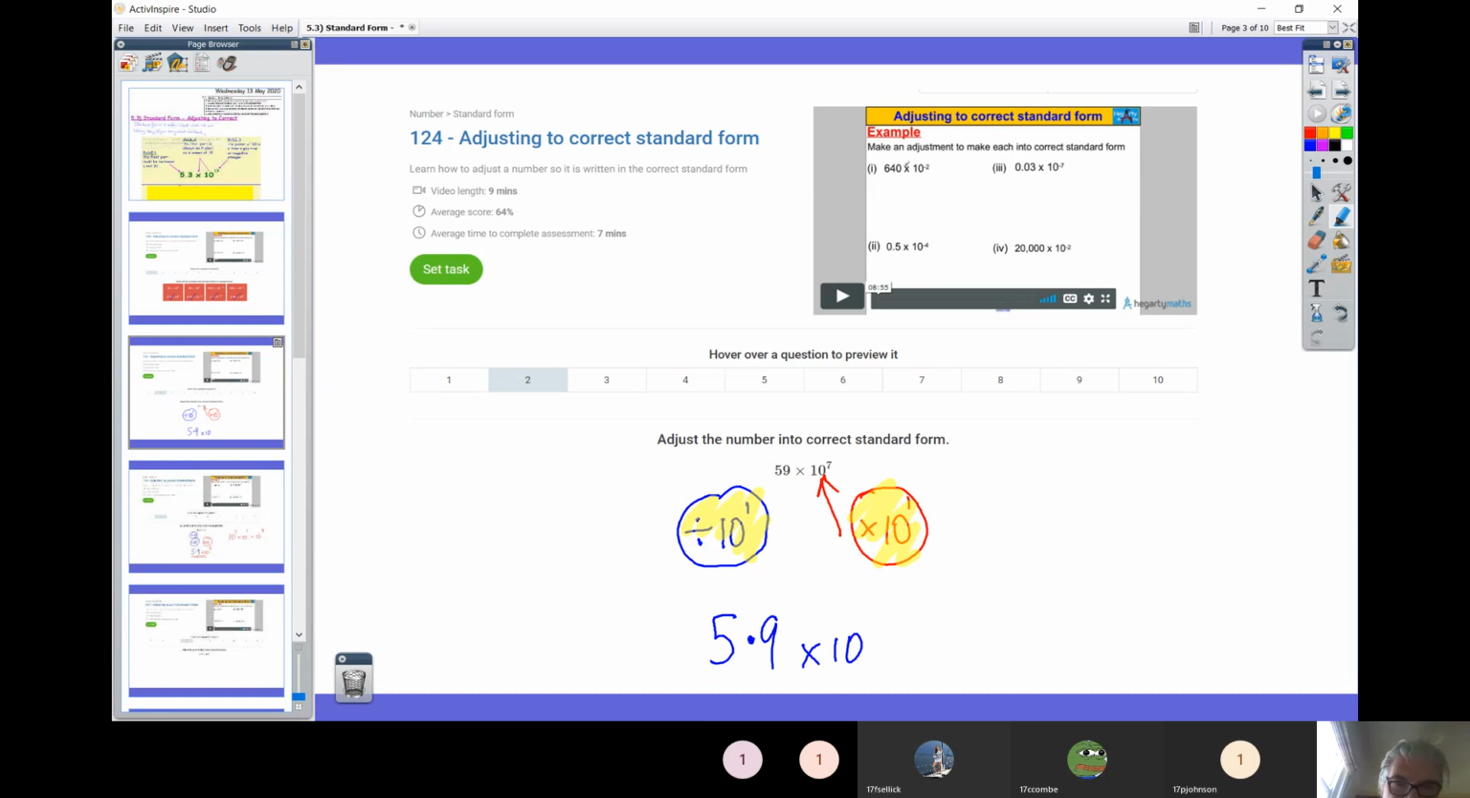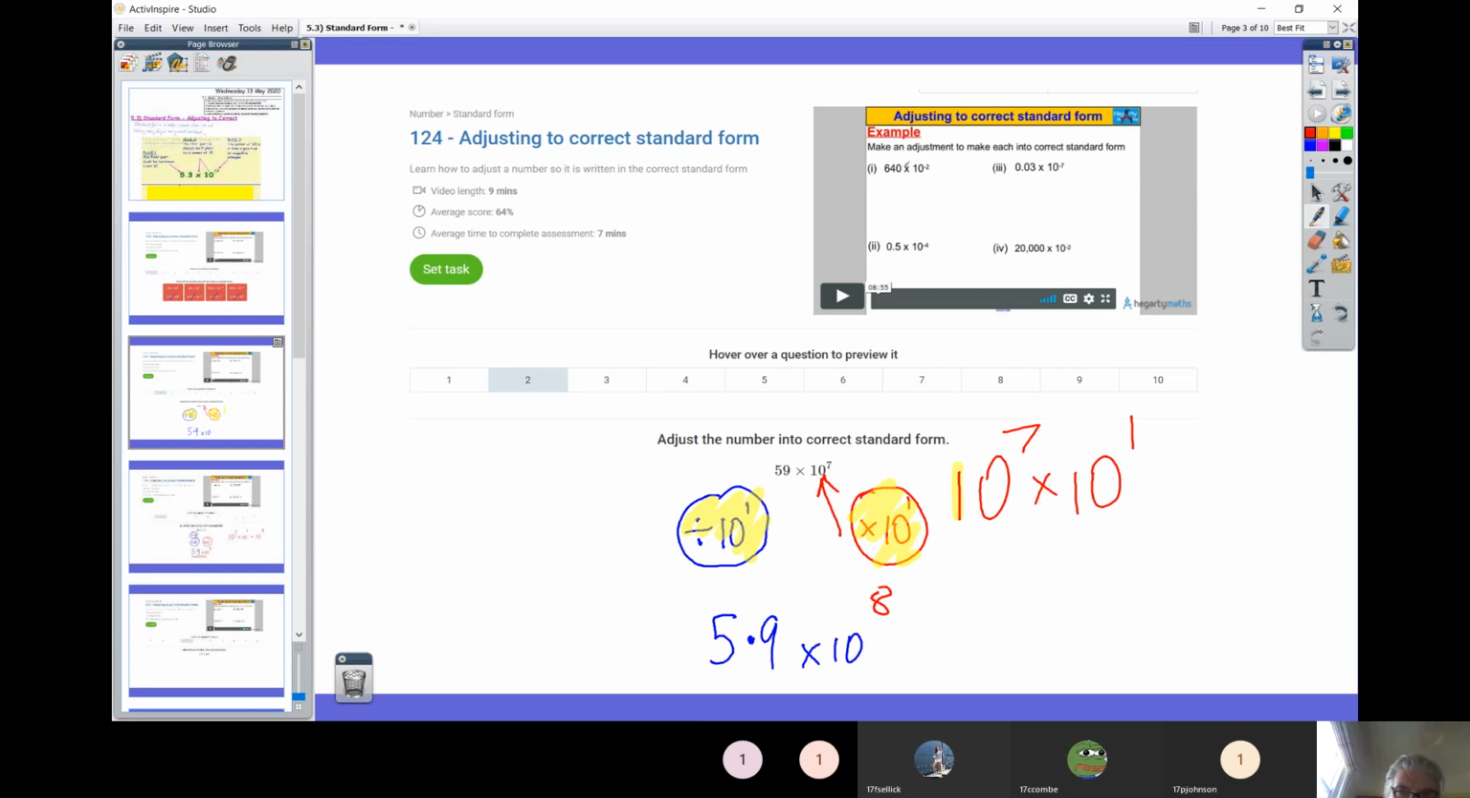So I've gone and divided my 59 by 10 to the power of 1 to get 5.9. So I'm going to have to go and multiply the 10 to the power of 7 by 10 to the power of 1. So I've now got to do the second bit: 10 to the power of 7 multiplied by 10 to the power of 1. Now when we multiply, we add the powers. 7 add 1 equals 8. So our final answer would be 5.9 times 10 to the 8.